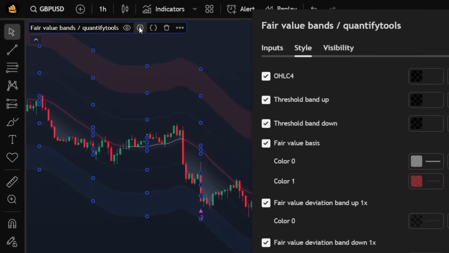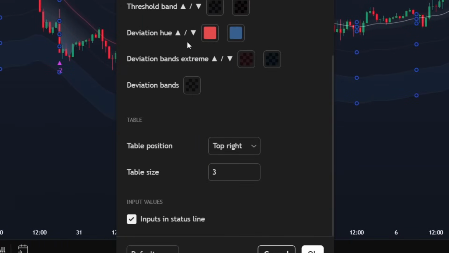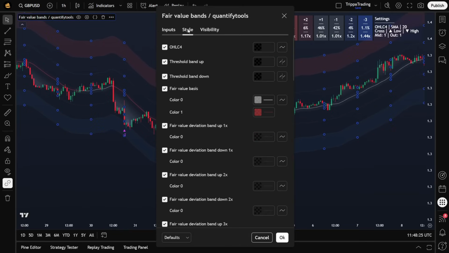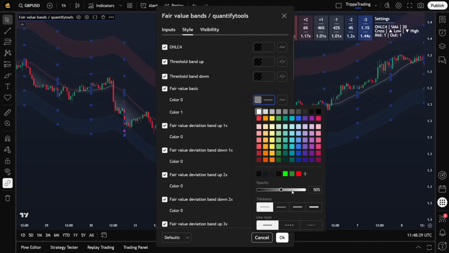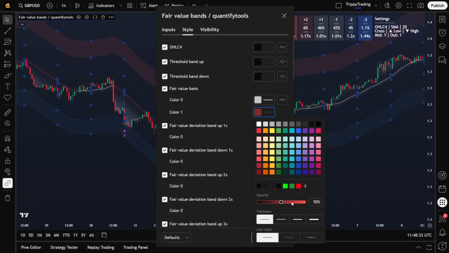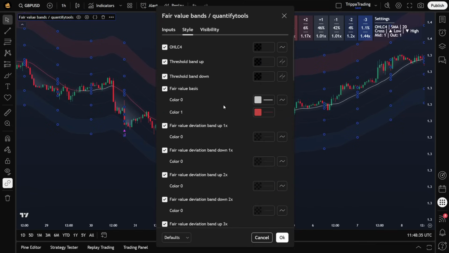Open the settings first of all. You can do that from here. Then, in the Inputs tab, scroll down and uncheck Inputs in Status line to clean things up. Then head over to the Style tab, scroll down, and for the fair value basis, increase opacity to 80% for both white and red colors.